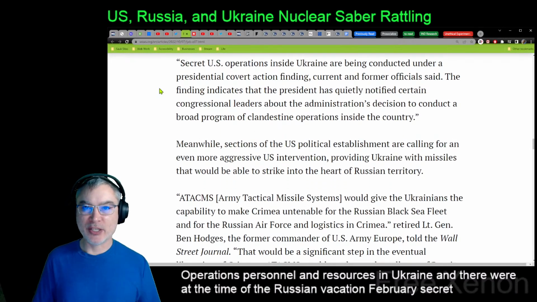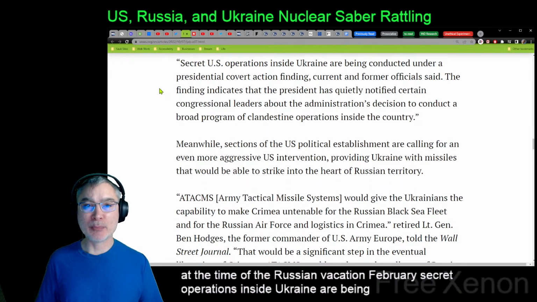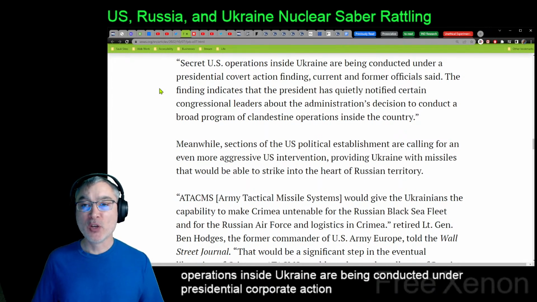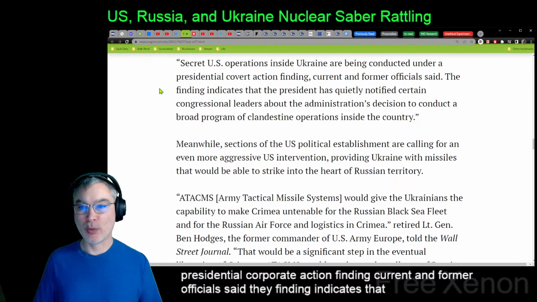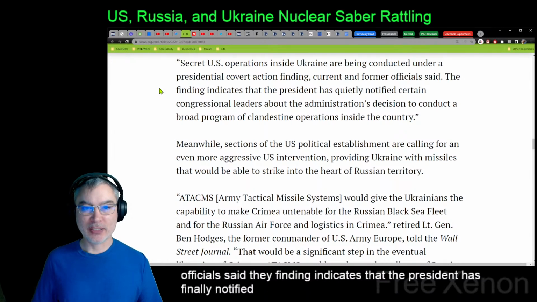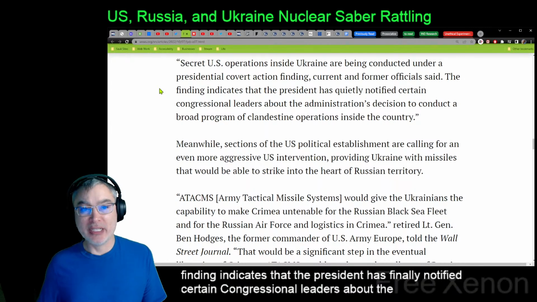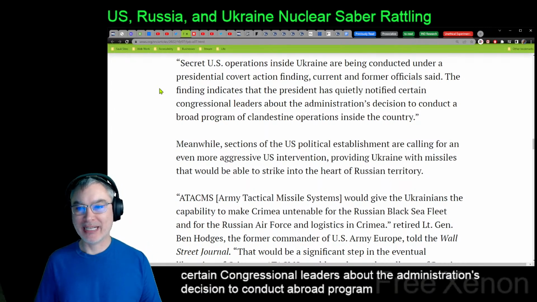Secret U.S. operations inside Ukraine are being conducted under a presidential covert action finding, current and former officials said. The finding indicates that the president has quietly notified certain congressional leaders about the administration's decision to conduct a broad program of clandestine operations inside the country.